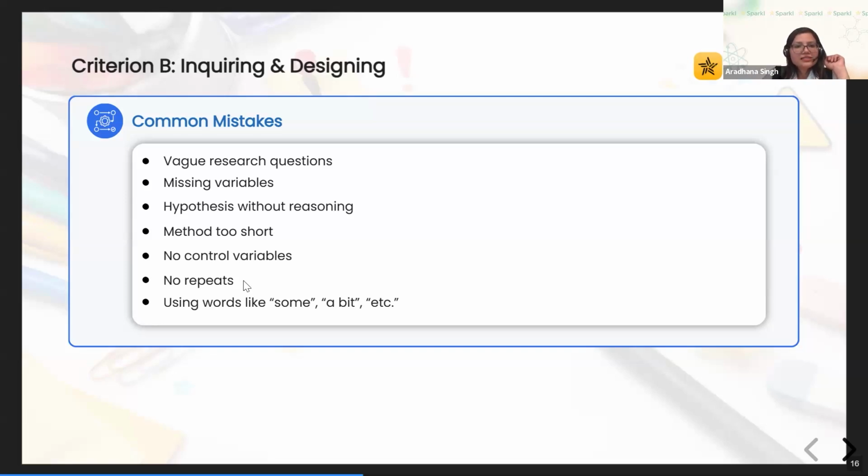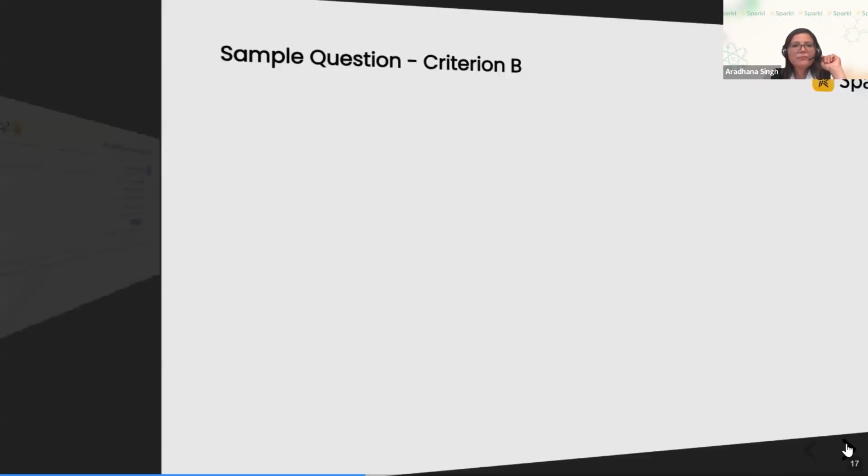If repetition is not possible with your method, again, it is not a good method. It should be reproducible. That is what I am emphasizing again and again. Using vague terms like some, a bit, no, that is not allowed.